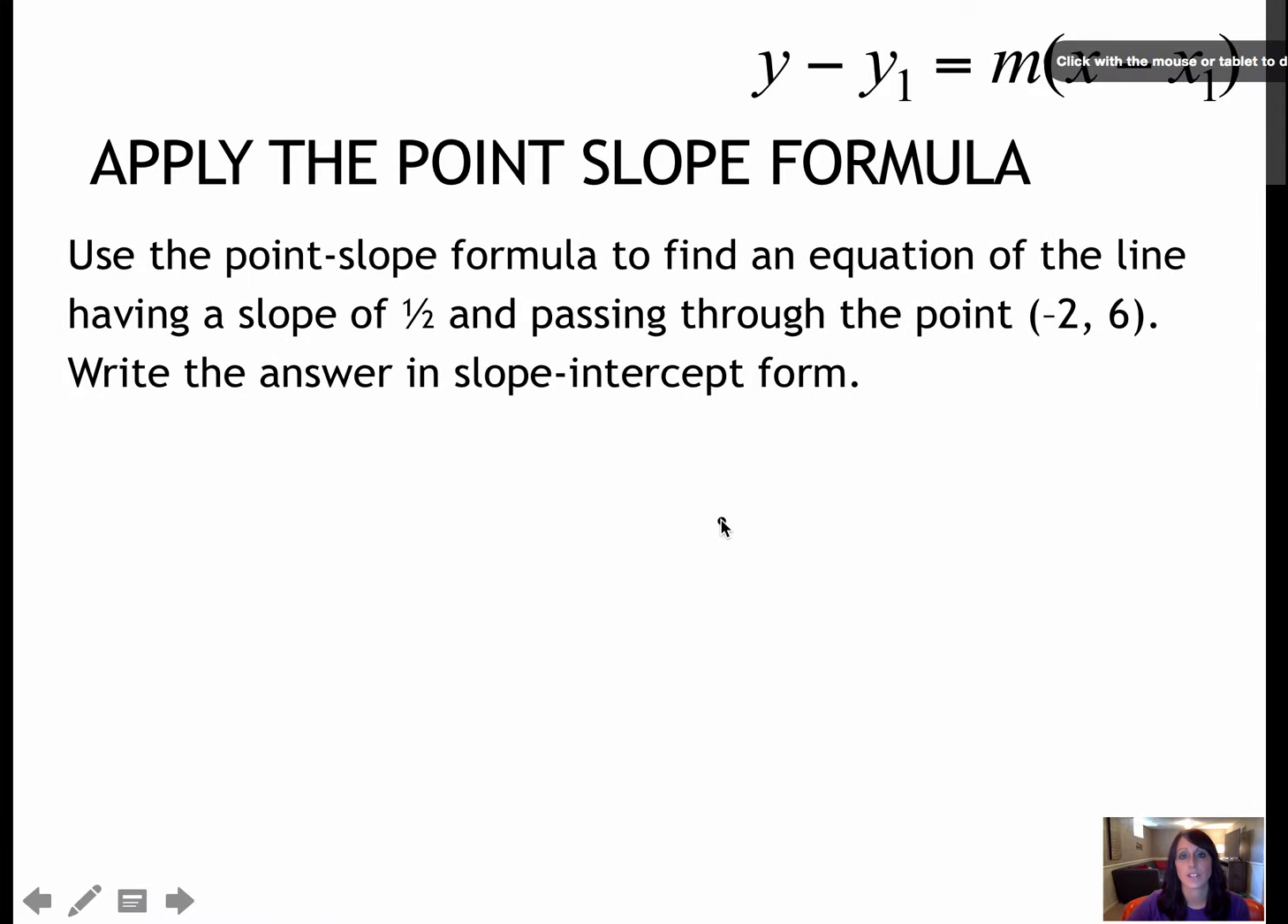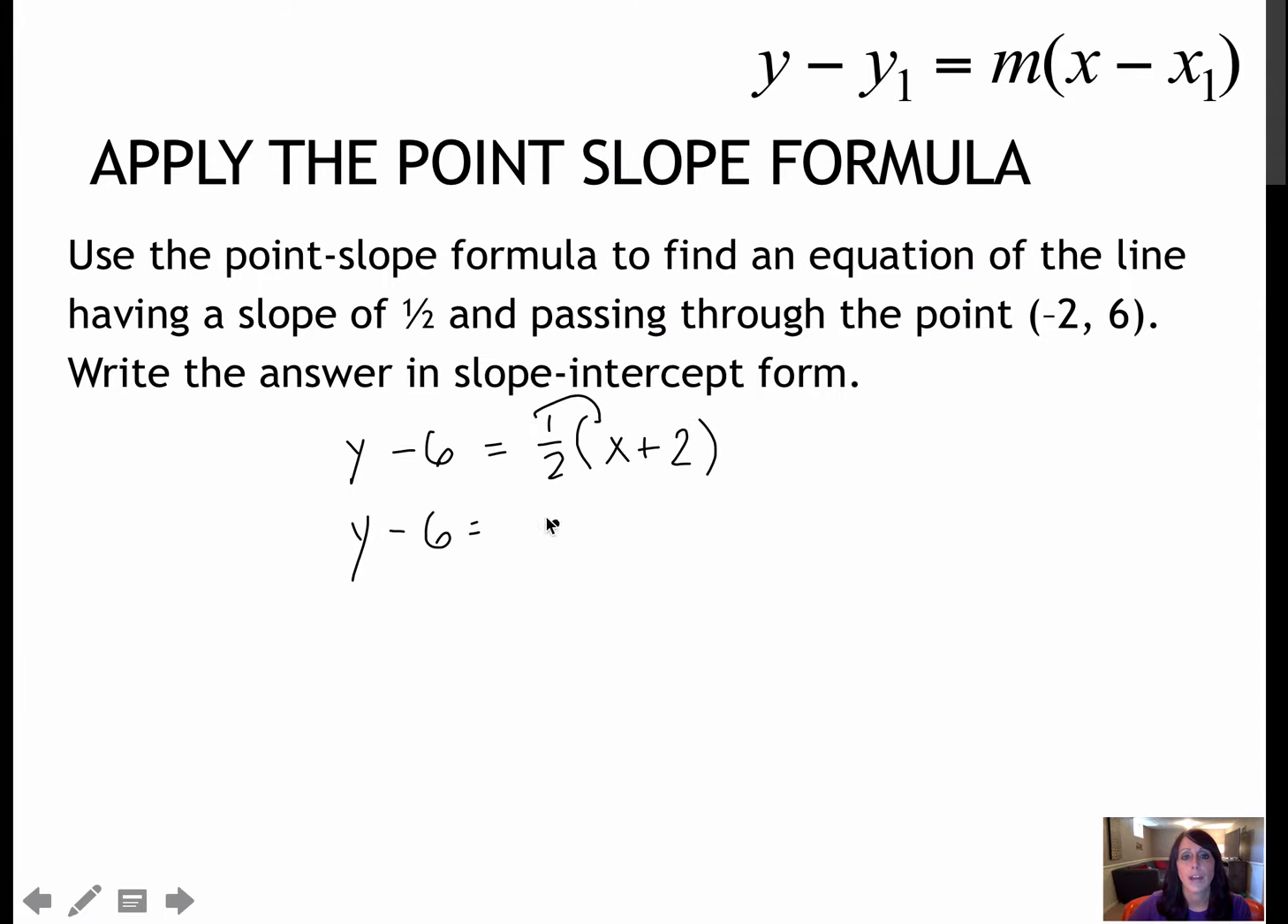Let's try another. This has a slope of 1/2 going through the point (-2, 6). So y minus my y value equals my slope, and then parenthesis x minus my x value. I'm going to go ahead and call that +2 because minus a negative made it plus. Then I'm going to distribute. So the 1/2 times x is 1/2 x.